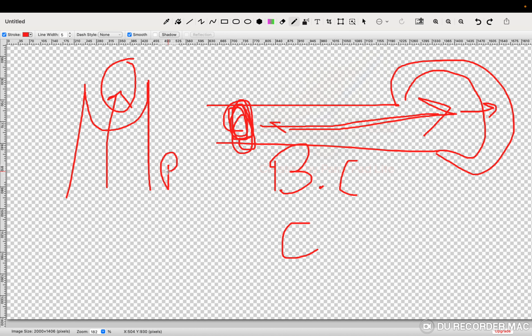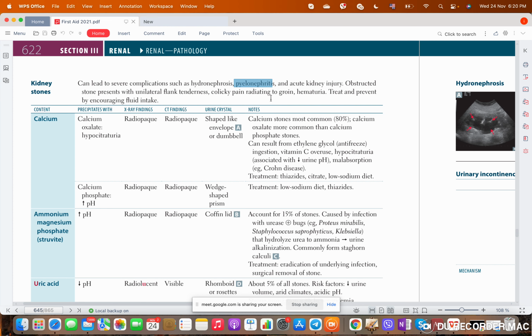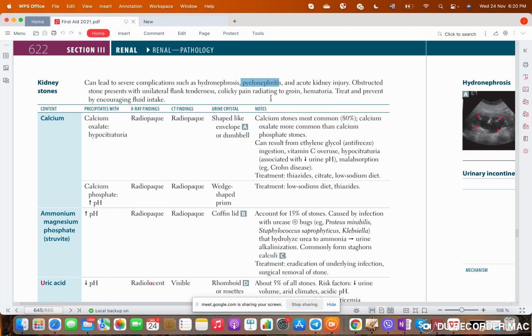This is basically the BCT. So when you don't have movement of the urine downward, it will go upward. In this case, it's going retrogradely. So when that happens, the pressure in the Bowman's capsule is much higher, pushing the fluid back against the capillary. And that decreases the GFR, and that also decreases the filtration fraction. So it can lead to severe complications such as hydronephrosis and pyelonephritis. What is pyelonephritis? Well, basically pyelonephritis is an ascending infection of the upper urinary tract.